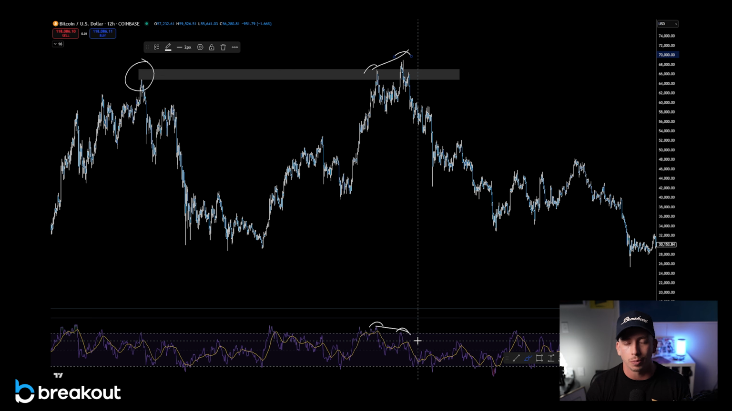One thing you do have to be careful of, though, is it's not as simple as buying or selling when things are overbought or oversold. The RSI indicator can remain overbought or oversold a lot longer than you can remain solvent.